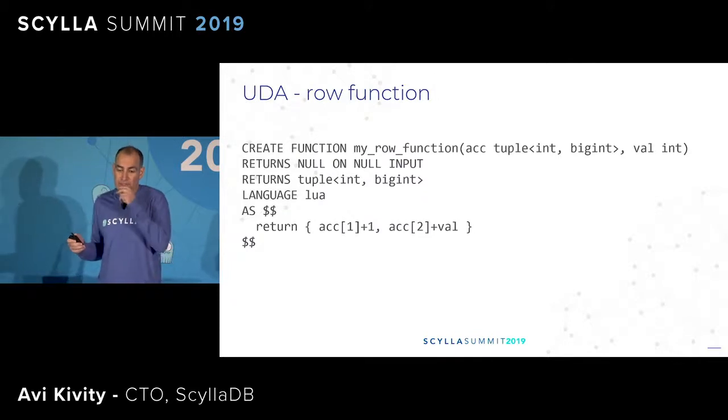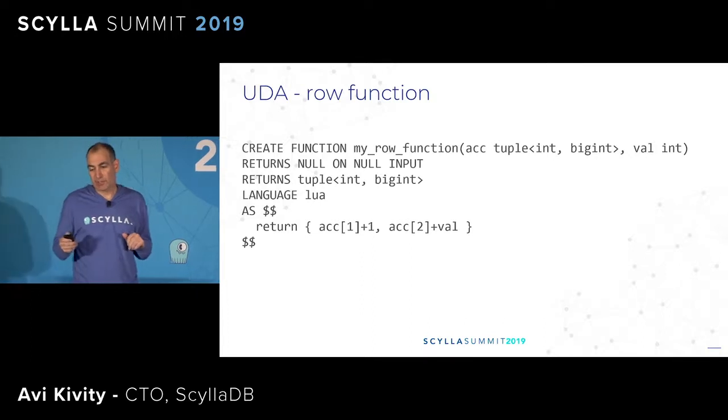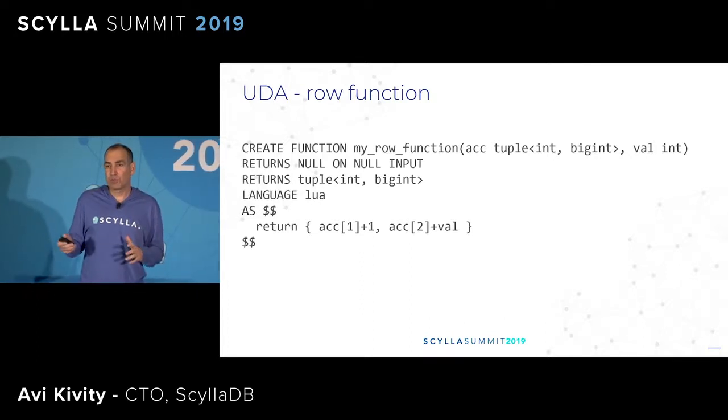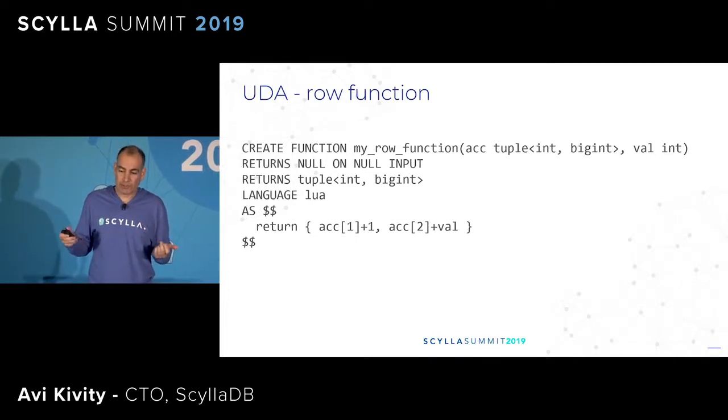So let's look at an example. We will start with the row function. The row function accepts two parameters. The first parameter is the accumulator, which represents all of the rows that we already processed. And the second parameter is the value we are aggregating, and this comes from the current row.